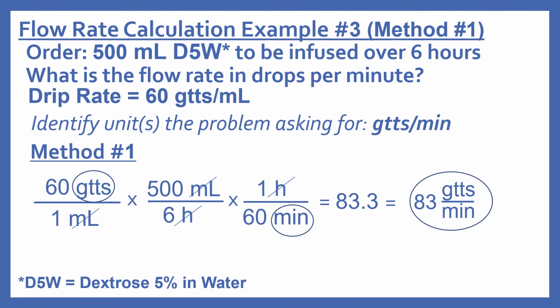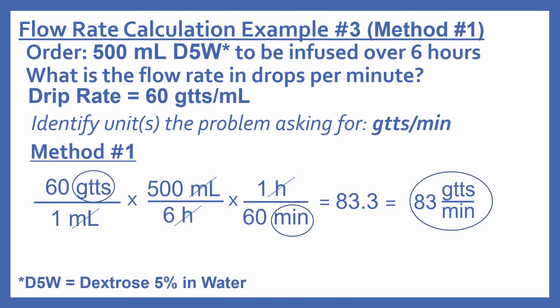Okay, now we'll look at example number 3 with method number 1. Our order is for 500 milliliters of D5W, and D5W means dextrose 5% in water solution. So 500 milliliters of D5W to be infused over 6 hours. What is the flow rate in drops per minute? And the drip rate equals 60 drops per milliliter. So if we identify the units the problem's asking for, it's drops per minute.